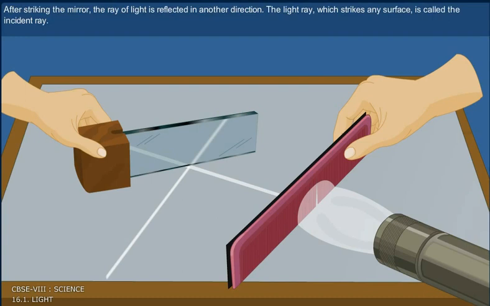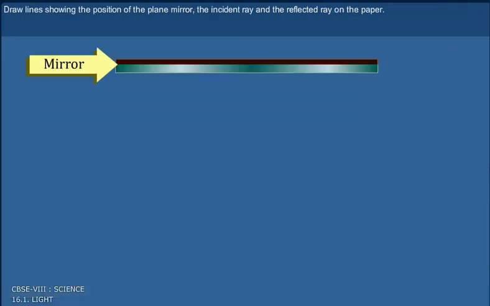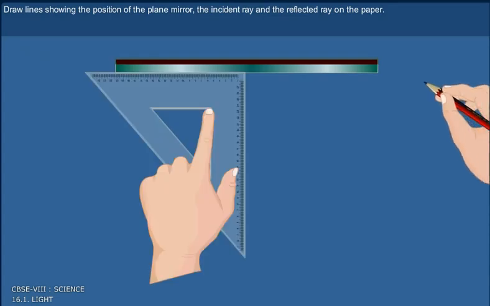The light ray which strikes any surface is called the incident ray. The ray that comes back from the surface after reflection is known as the reflected ray. We have a narrow beam of light which is made up of several rays. Draw lines showing the position of the plane mirror, the incident ray and the reflected ray on the paper.